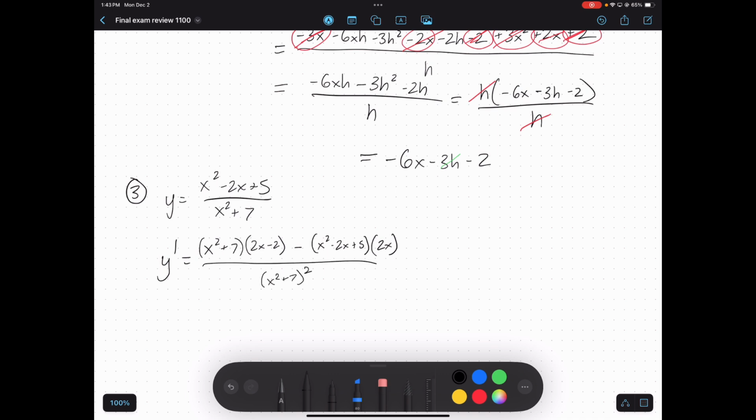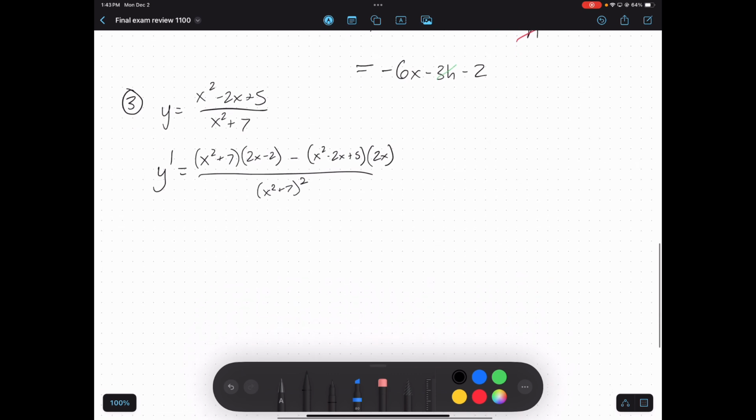Okay. And then, of course, you can simplify that. But remember, with these Pearson assignments, sometimes it's better to just put it in unsimplified so you don't worry about missing points on your simplification. So that's all number 3 is. It's just good quotient rule practice.